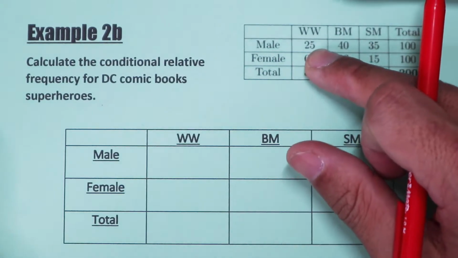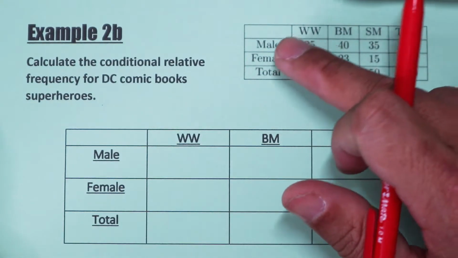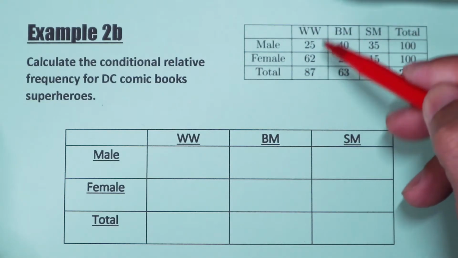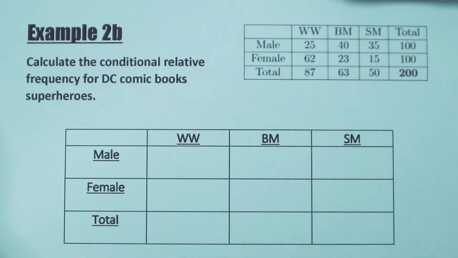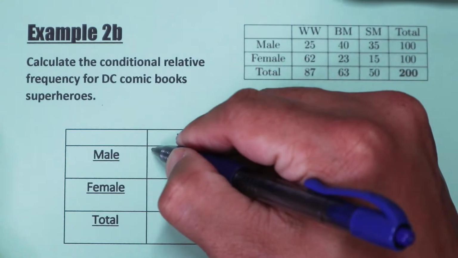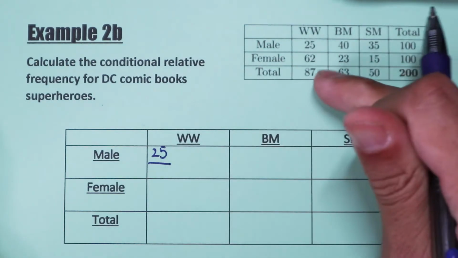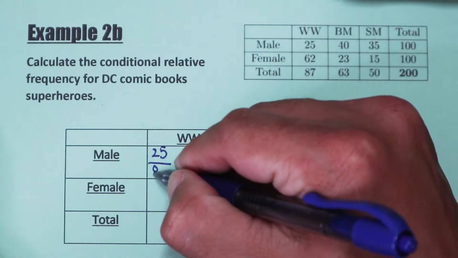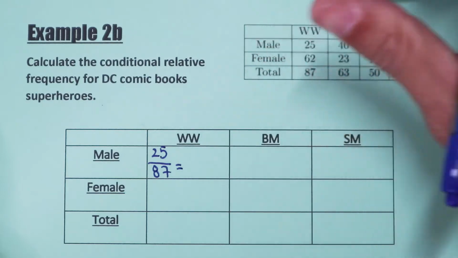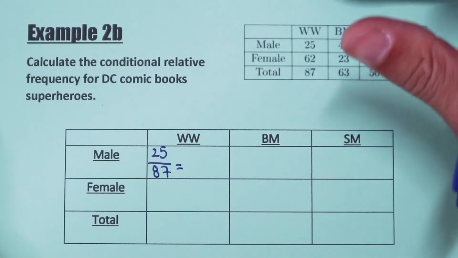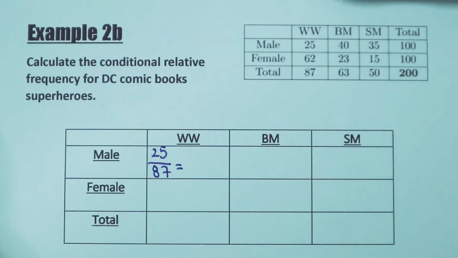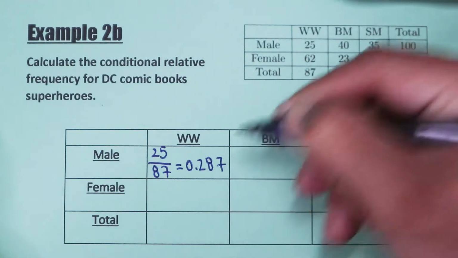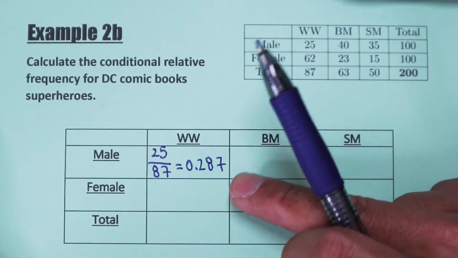So remember, there's 25 males who like Wonder Woman. But there are 87 people who like Wonder Woman. So you're going to have the total number of males who like Wonder Woman divided by the total number of people who likes Wonder Woman. So you do 25 divided by 87. Now this one you have to use a calculator, and you're probably going to round it to 2 or 3 decimal places, but you're just going to use 3 right here. It's going to be 0.287.